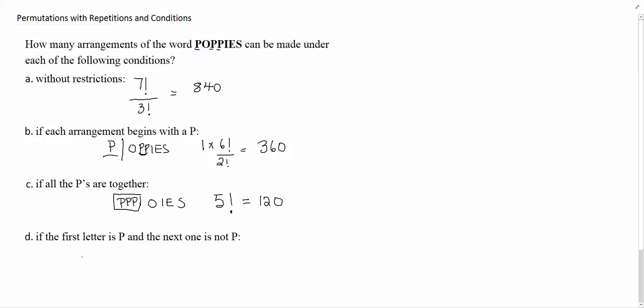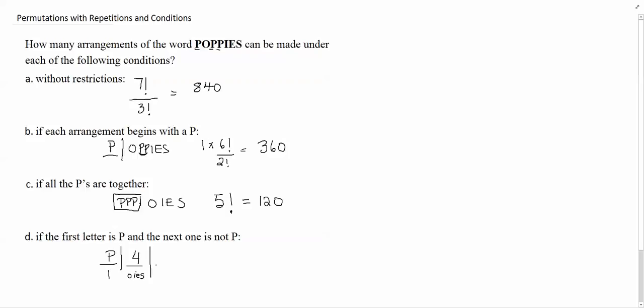Our next question asks us if our first letter is P. So much like B, we're told that our first letter has to be P, and again there's only one way to choose that. And then our next letter cannot be a P, which means we have O, I, E, and S to choose from. So that gives us 4 options for our second letter.